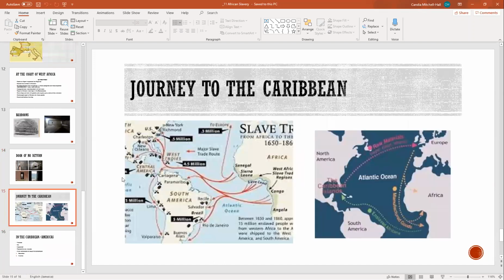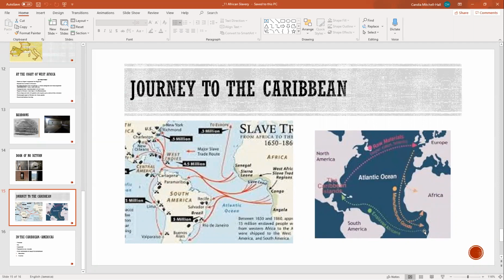Therefore, we know for sure that the ships leave from Europe to West Africa with goods, from West Africa to the Americas or the Caribbean with enslaved Africans, and then all the goods that the enslaved people produce in the Caribbean, the ships are going to take those goods to Europe. So this is what we call the triangular trade, because it's like a triangle, right? So it's a triangular trade.